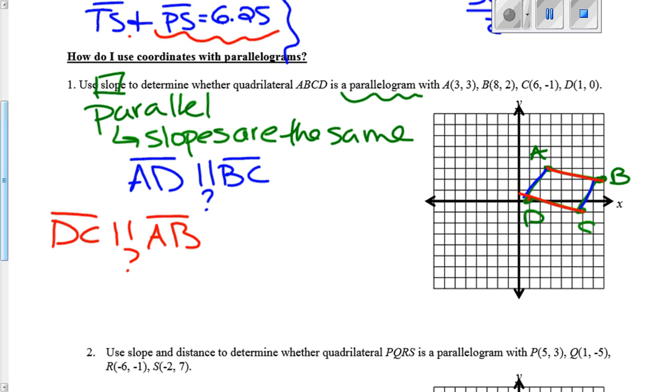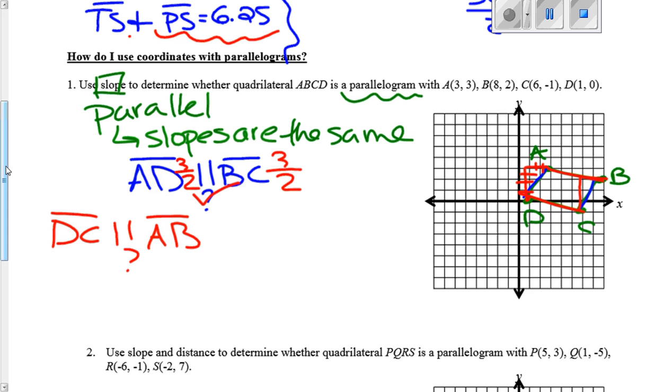Okay, so here I'm on D. I go up and over. I went up 1, 2, 3, over 1, 2. I apologize, I went over 2. Up 3 over 2. So AD is 3 over 2. BC, I went up 1, 2, 3 over 1, 2. Okay, so AD and BC are parallel. Good. Don't just assume the other one works. Got to do the work.